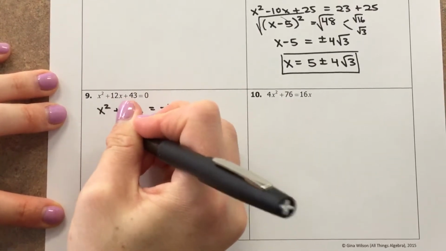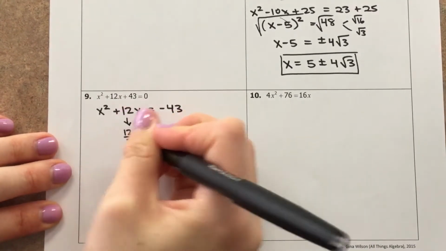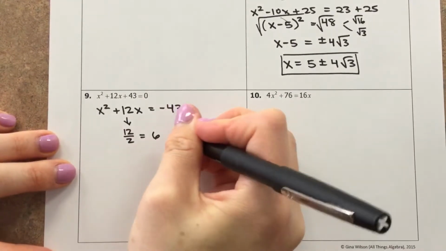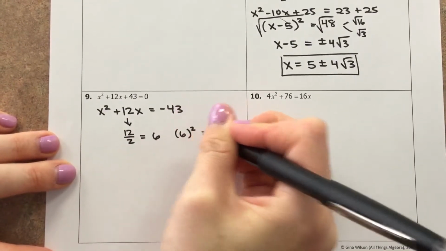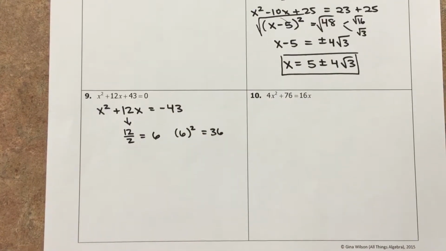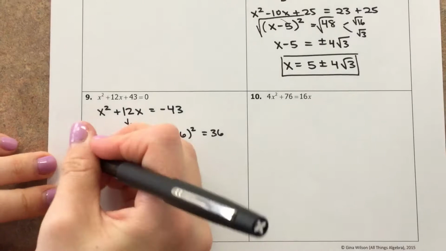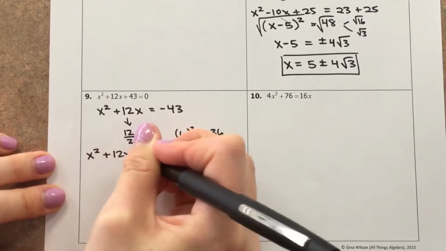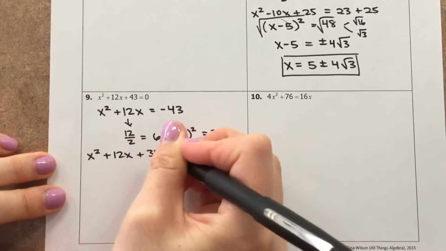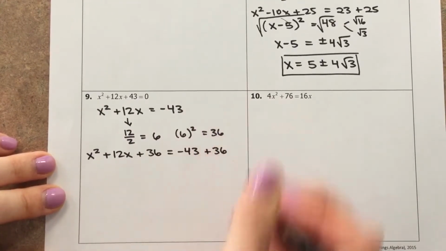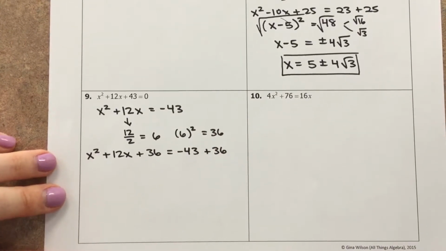Step 3, complete the square. Start with that middle term. Cut it in half, which gives me 6. Then you're going to take that 6 and square it. That gives me 36. Then finally, this is a long step, I take the 36 and add it to both sides of my equation. Okay, so we've got 36 on both sides.